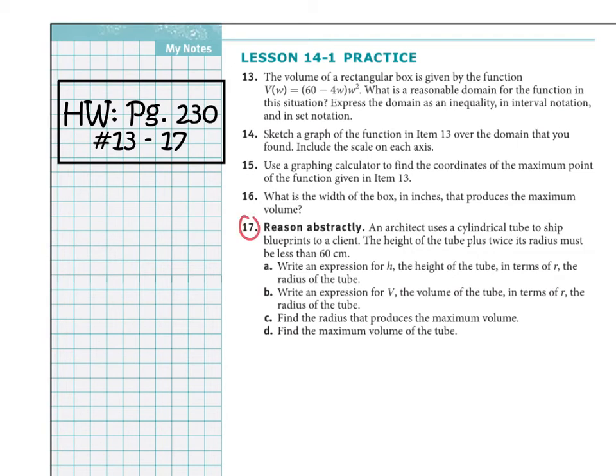So with 17, a cylindrical tube, it's going to have a circular base, the top and bottom, and it's going to have a radius. The radius of a circle is half the diameter, so from there to there, and then the height, of course, would be the height. Let's set this up a little bit. The condition they give us is that the height of the tube plus twice the radius must be less than 60. Let's see what that means.